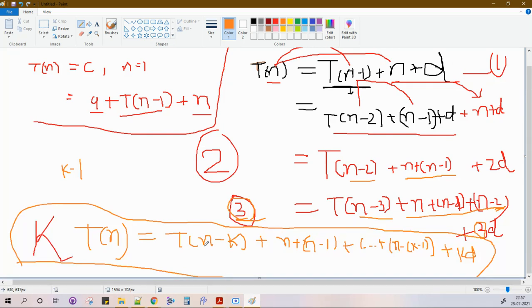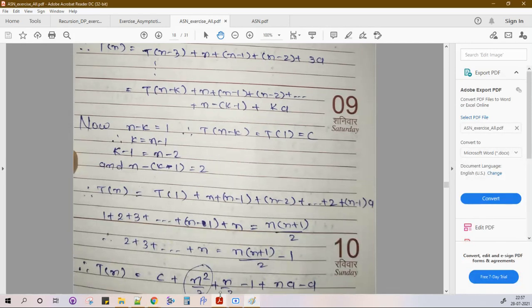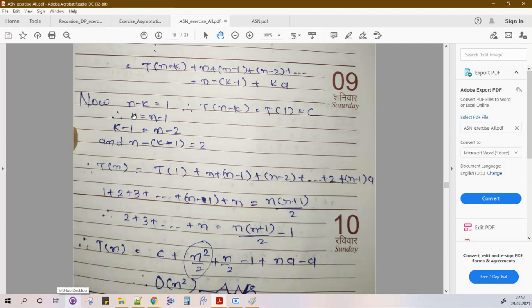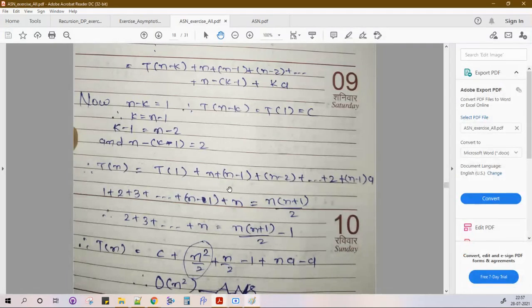So this loop will terminate when n minus k equal to 1, as easy as that, right? So when n minus k equal to 1, this loop will terminate, correct? Now this k equal to n minus 1, n minus k equal to 1, right? So t of n minus k is t of 1 equal to c. I am just talking about the first term, right? And your approach should be something like this. First try to solve first term, then the second series, then the third one, right? So if I want to solve the first one, t of n minus 1, it is nothing but t of 1 equal to c constant term.